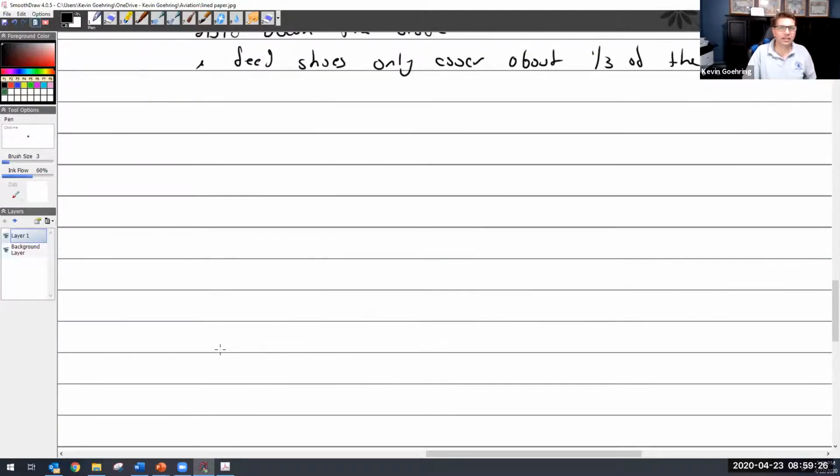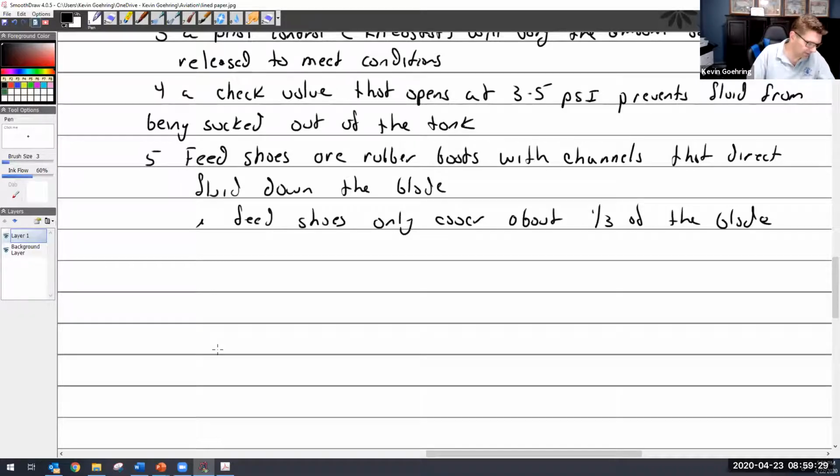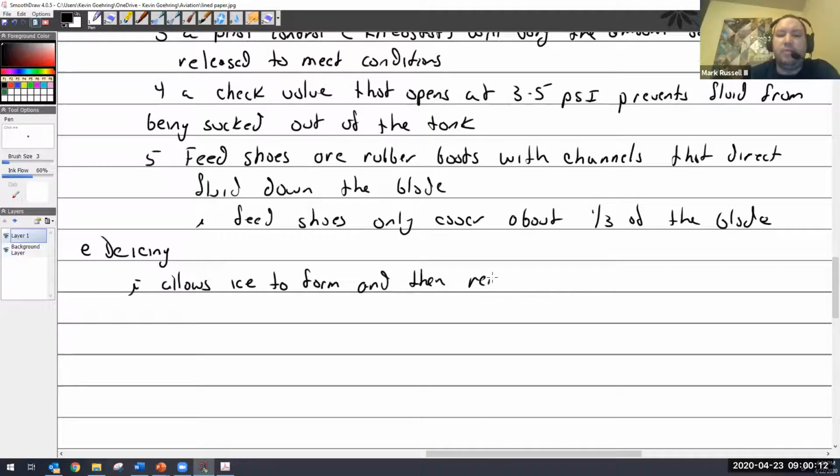All right. I'll leave that up in case you were still writing. So where am I here? De-icing, that's what I was going to talk about. De-icing allows ice to form, then removes it. Well, you don't necessarily have to let ice form and then remove it with this system. The problem though, if you don't have ice, the boots overheat. So it allows ice to form, and then removes it. So basically it's like an ice regulator.